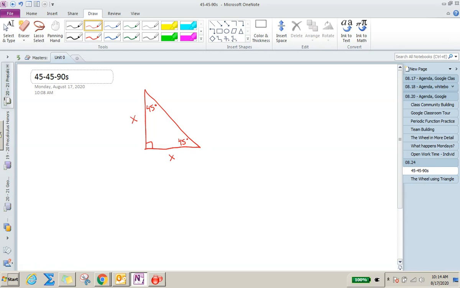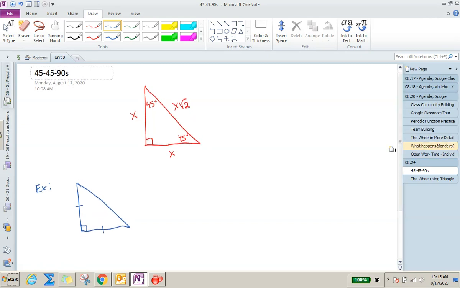And then you can use the Pythagorean theorem to get the hypotenuse, or you can remember the ratios of a 45, 45, 90, and this is x root 2. So for example, let's say that we had a 45, 45, 90-degree triangle, and if I just mark the legs as congruent, and it's a right angle, we know that has to be 45, 45, 90. And let's say that this was 3. Then using our ratios, we know that the other leg is 3, and the hypotenuse is 3 root 2. So this would be 3 root 2.